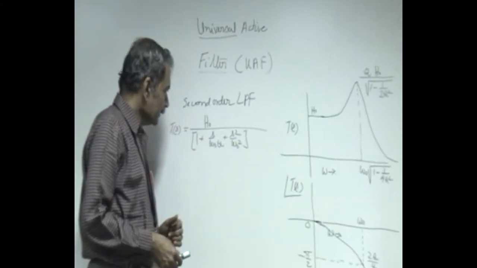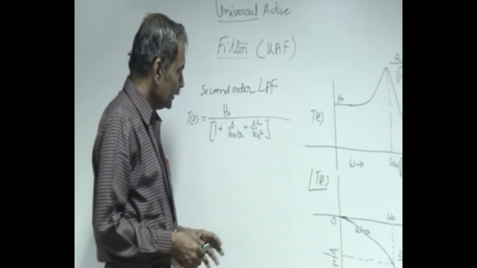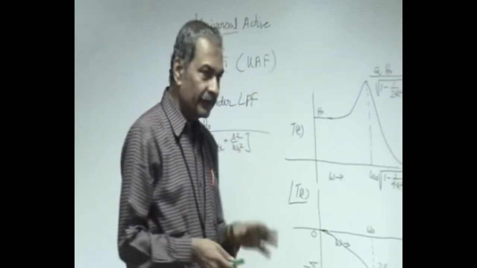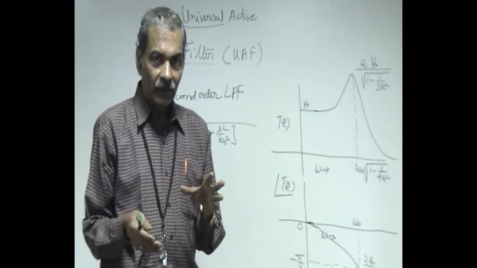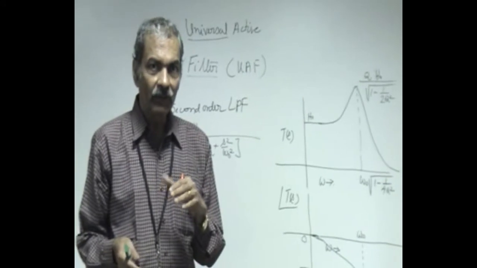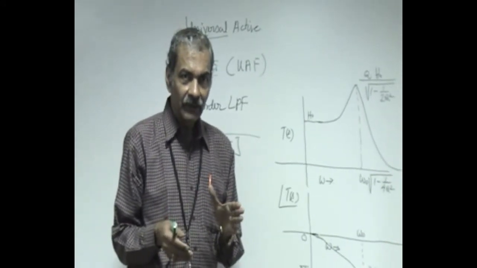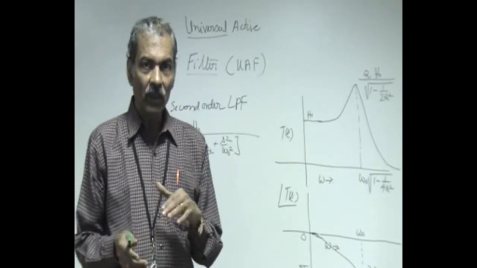So it has only two poles at a point on the s-plane. If it is on the negative real axis, then Q is less than or equal to half. If Q is greater than half, the poles split into complex conjugate pairs.